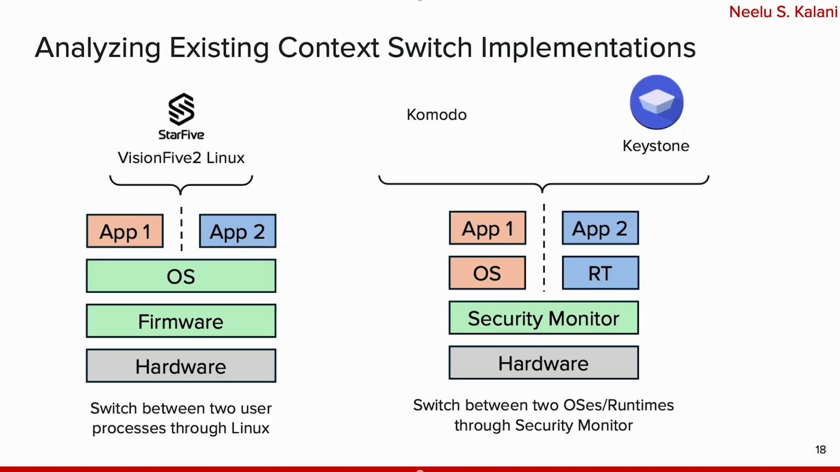As I already mentioned earlier in the talk, we analyzed three systems: the StarFive VisionFive2 board, Komodo, and Keystone. In VisionFive2, we analyzed a switch between two different user processes. And in Komodo and Keystone, we analyzed a switch between two different operating systems and runtimes that run with supervisor mode privileges.